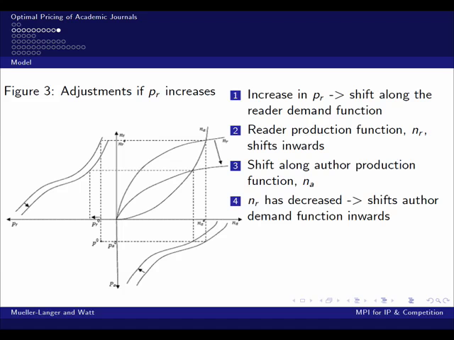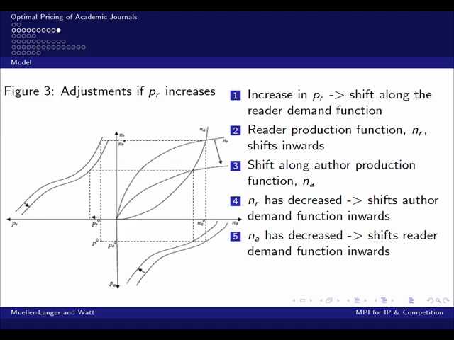And now, since the number of readers has decreased, this would shift the author demand function inwards. And fifth, as the number of authors has decreased, this would shift the reader demand function inwards. This is the shift here.